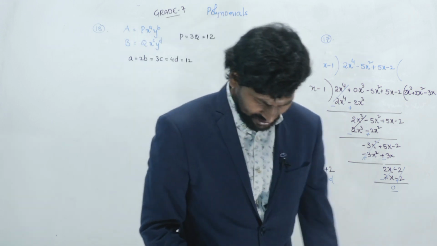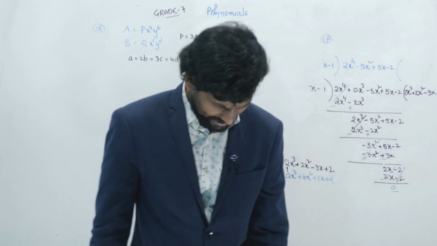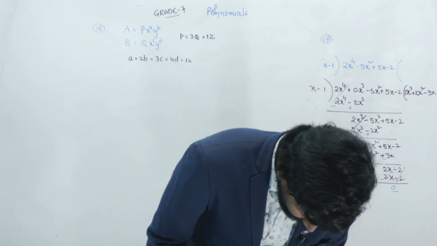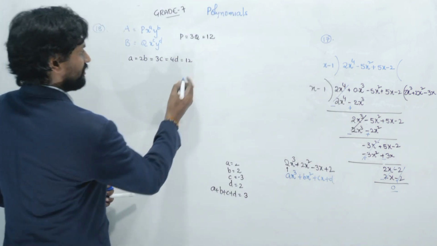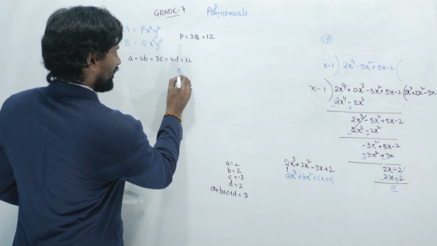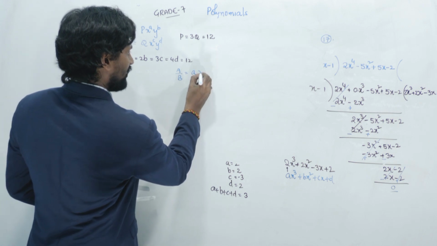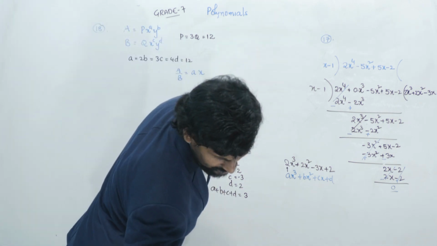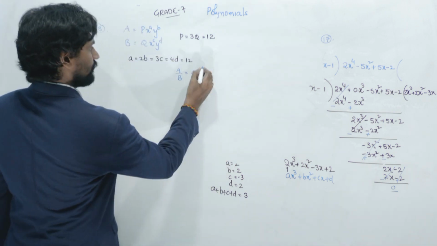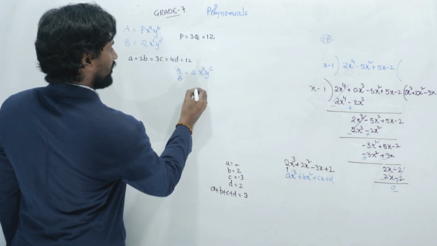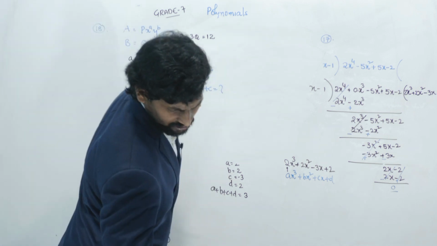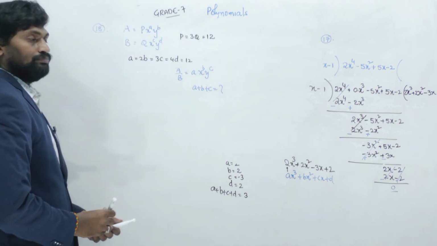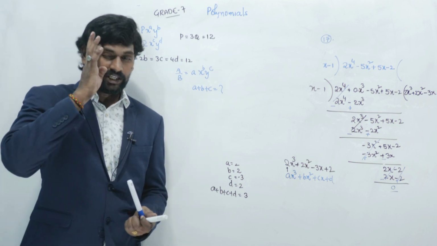Now we need to find that A divided by B value will be Ax power b y power c, and also given that A divided by B value is small a x power b y power c. So we need to find a plus b plus c value. Am I right? Yeah. This is a very important question.